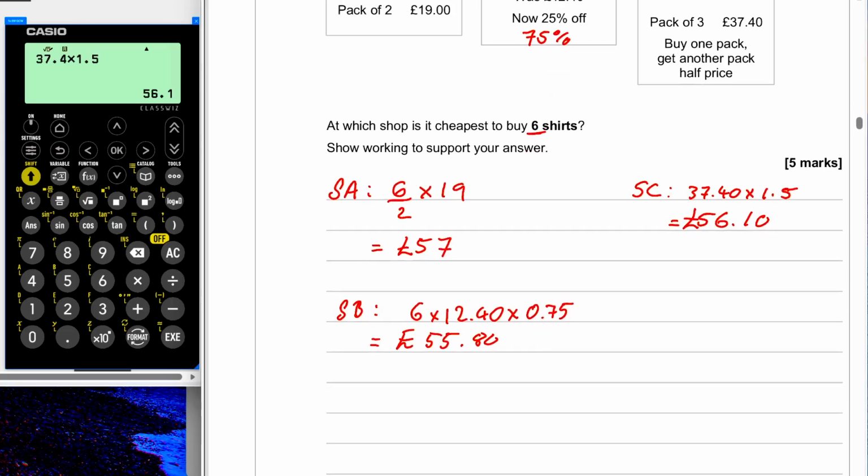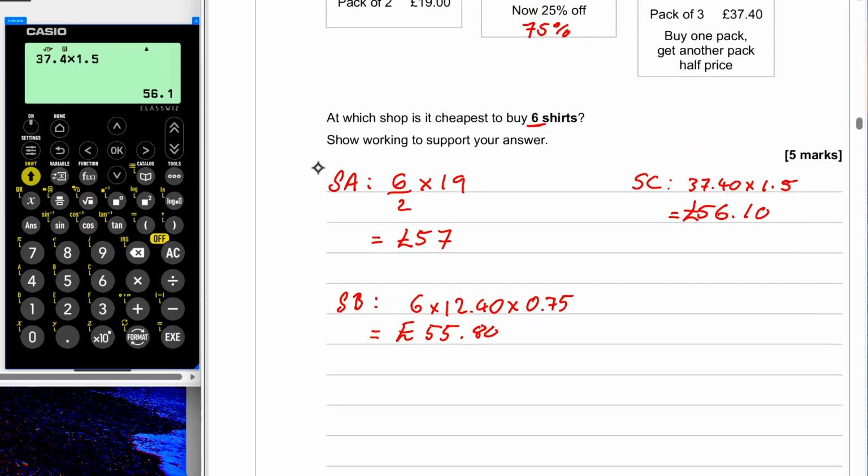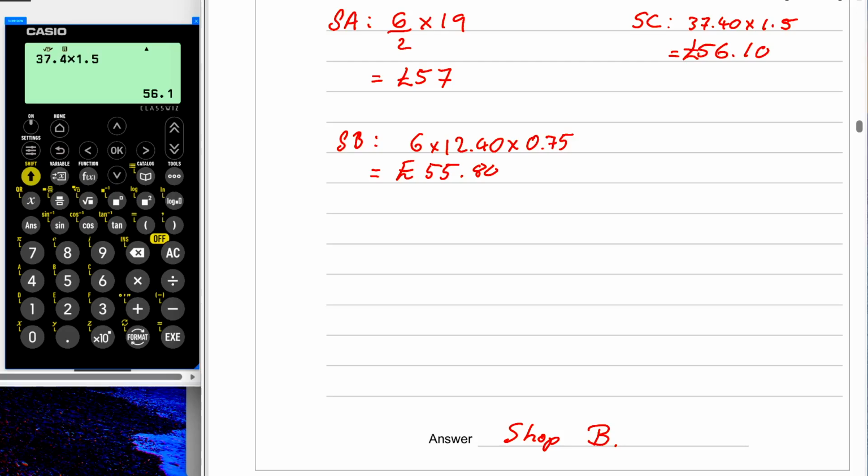So which one is the cheapest price? That would be shop B. Let's just reread the question, double check we don't need to state the price. At which shop is it cheapest? So that's all we need, shop B.